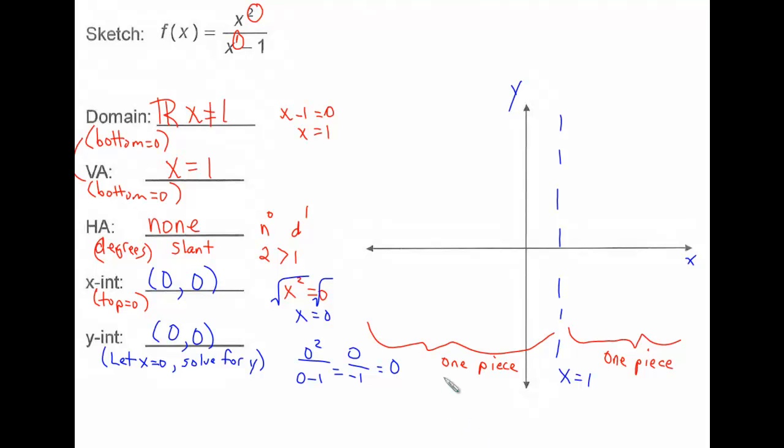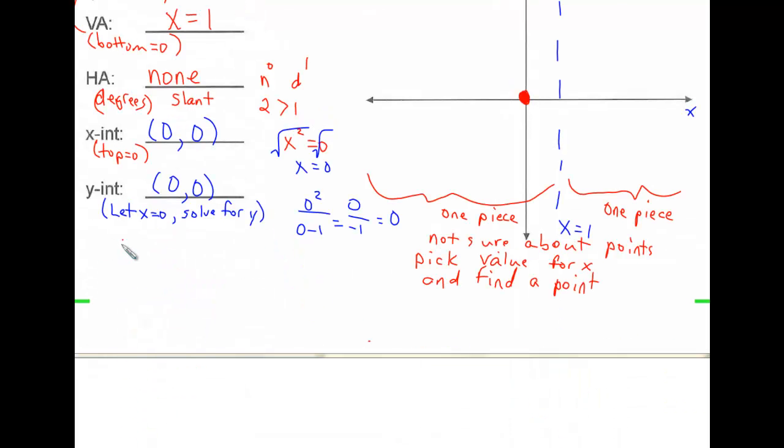We're not sure about points, so we're going to pick a value for x and find y. I know the x-intercept is at 0, 0, and the y-intercept is at 0, 0, but this is not going to help me, so I do need to find those points. So over here, I'm going to do some scratch work on my paper. I know for sure the x and y-intercept.